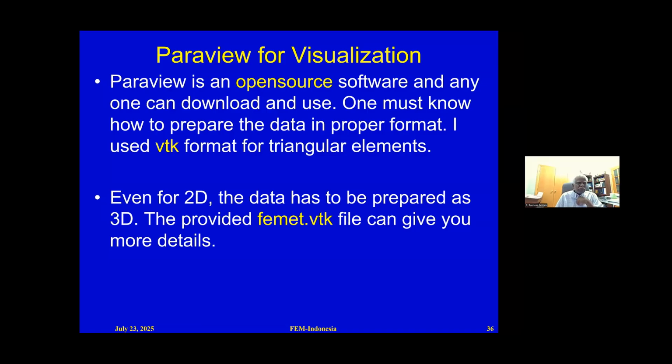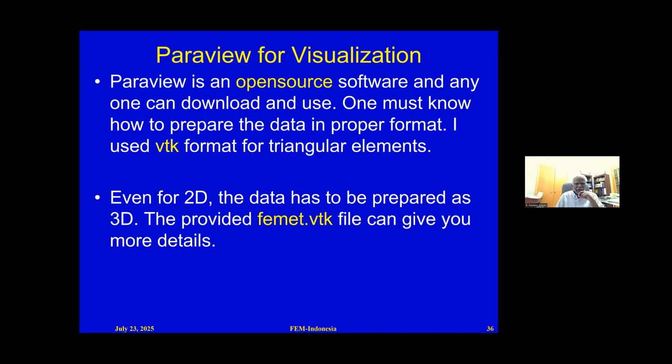One of them is a very powerful software used in many places, and it's open source. ParaView is an open source software, and you can easily download it. If you check the web, you can easily find it. The only major problem is that it can take many different types of data, but the data has to be given in the proper format. One format I'm planning to show here is VTK format for triangular elements. This is the data I shared with Professor Sivaraj to distribute to all of you.